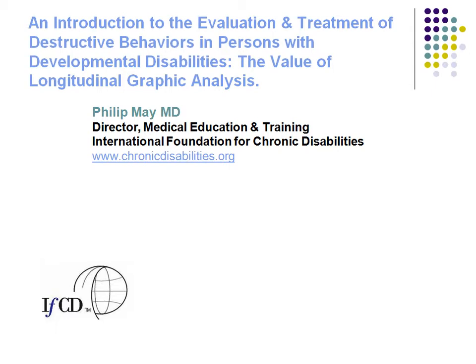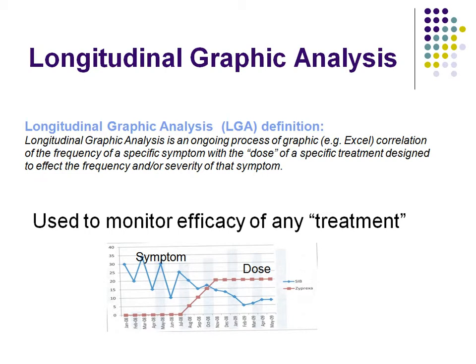I'll be speaking with you today on the introduction to the evaluation and treatment of destructive behaviors in persons with developmental disabilities, the value of longitudinal graphic analysis. Longitudinal graphic analysis is an ongoing process of graphic correlation of the frequency of a specific symptom with the dose of a specific treatment designed to affect the frequency and/or severity of that symptom.